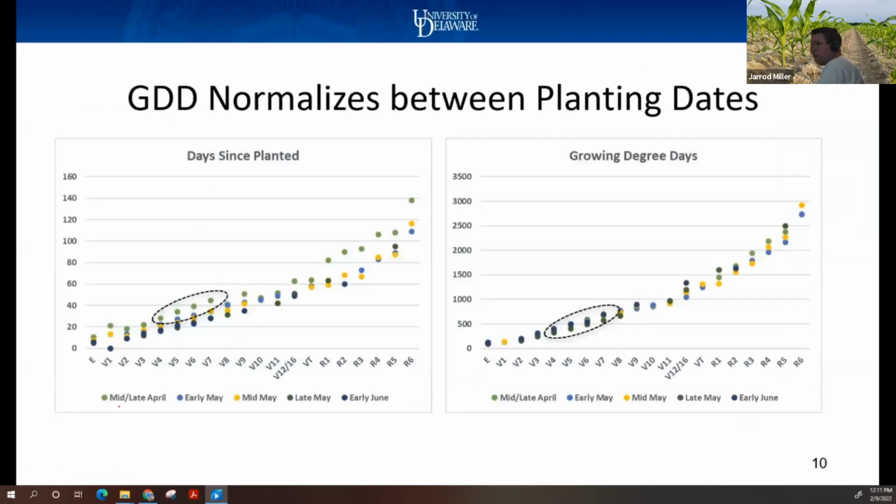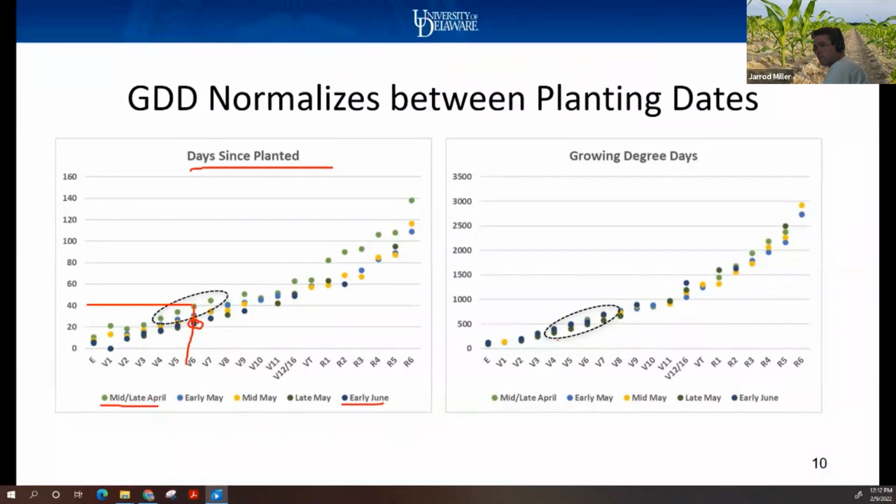So this is a graph of some growing degree day data from Delaware that we've collected. If you go days from planted, if you plant in early, mid-late April, you're going to see that it took 40 days to get to V6. But if we plant in early June, it only took 20 days. That's why you don't go days from planting, because it was so much warmer. It only took 20 days to get to the V6 stage versus 40 days for mid to late April.